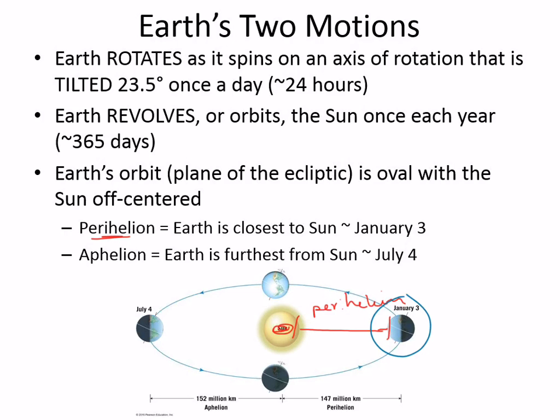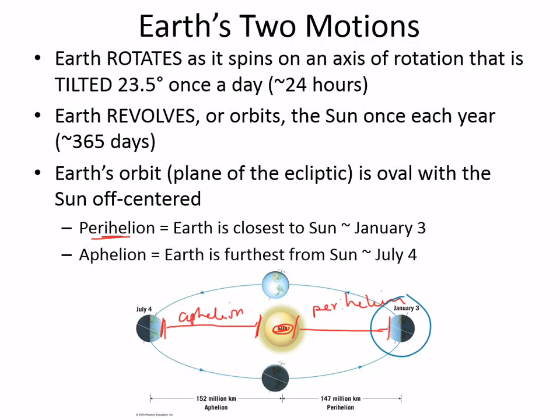So that's perihelion, and then 6 months later, it's at aphelion. Okay, aphelion is this one. And that is where it is farthest from the sun.